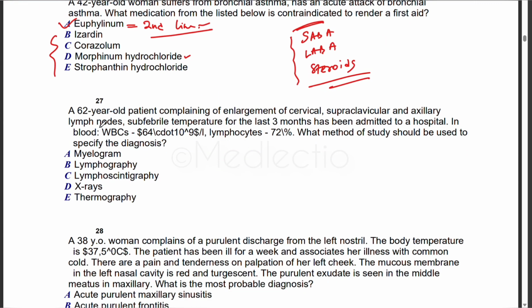Next one, a 62-year-old patient complaining of enlargement of cervical, supraclavicular, and axillary lymph nodes, subfebrile temperature for the last 3 months, has been admitted to a hospital. Blood WBC, lymphocyte 72%. What method of study should be used to specify the diagnosis? Okay, so what is like here, you have leukocytosis.